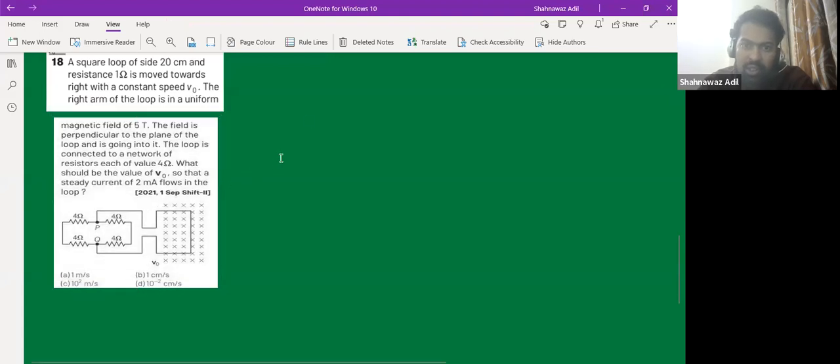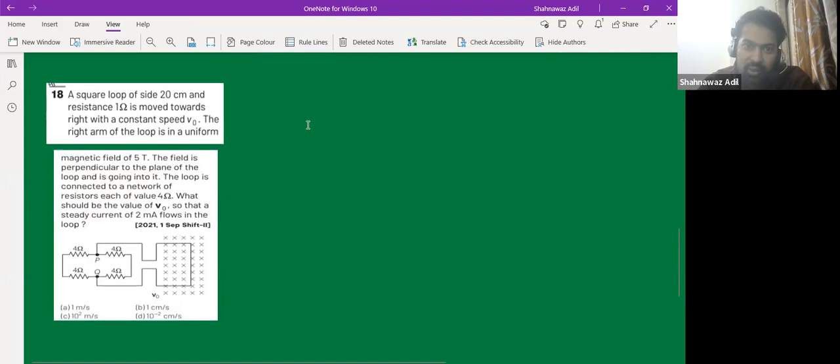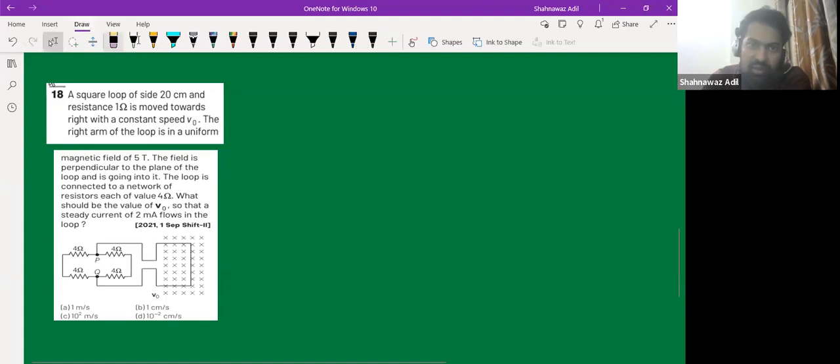So this is the question. A square loop of side 20 centimeter. So the square loop is this square, right? This is the square loop that we have, and its side, this side, is 20 centimeter.